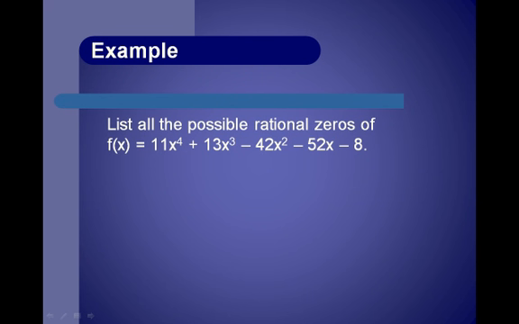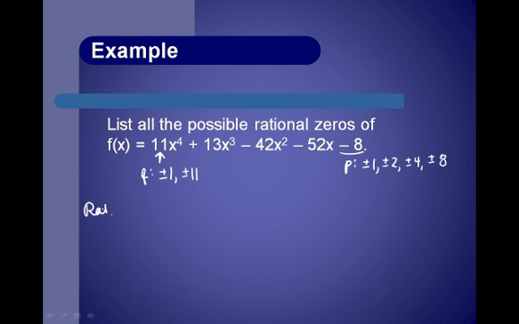List all possible rational zeros of the function f of x equals 11x to the fourth plus 13x to the third minus 42x squared minus 52x minus 8. Well, the first term, these are our q factors, and the only numbers that will divide evenly into 11 are positive or negative 1 or positive or negative 11. P would be factors of this last term of negative 8, so factors would be positive or negative 1, positive or negative 2, positive or negative 4, or positive or negative 8.